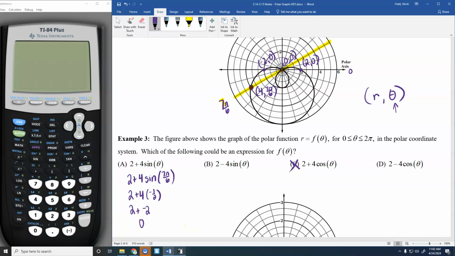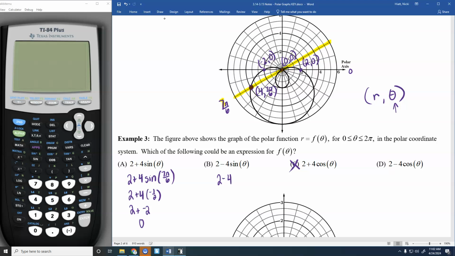Maybe we should try B and see if we get 4. Yeah, let's see. And so this is going to be 2 minus 4 times negative 1/2. And that'll give us 2 plus 2, which will give us 4. Yep, that one. Cosine 7 pi over 6.